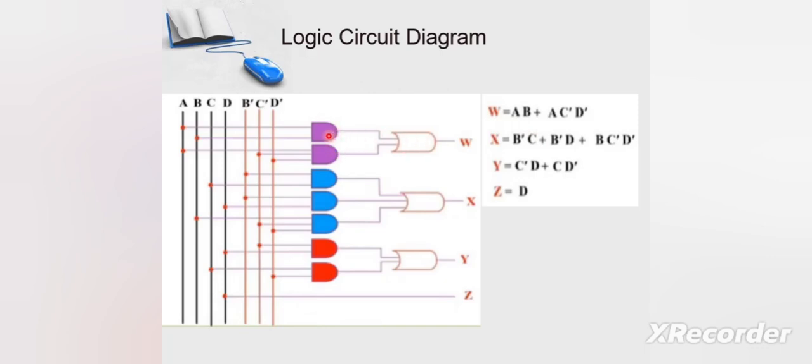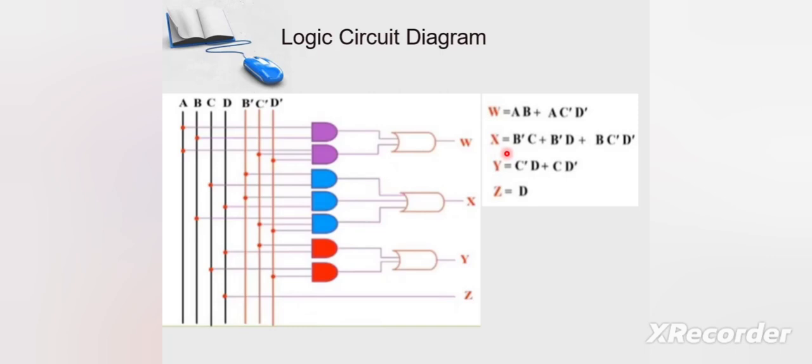We have 4 inputs A, B, C, D. We'll connect the inputs of the first AND gate to A and B, and for the second AND gate we will connect A, complement of C and complement of D. The outputs of these two AND gates we will connect to the OR gate, and we will get the first K-map equation W.